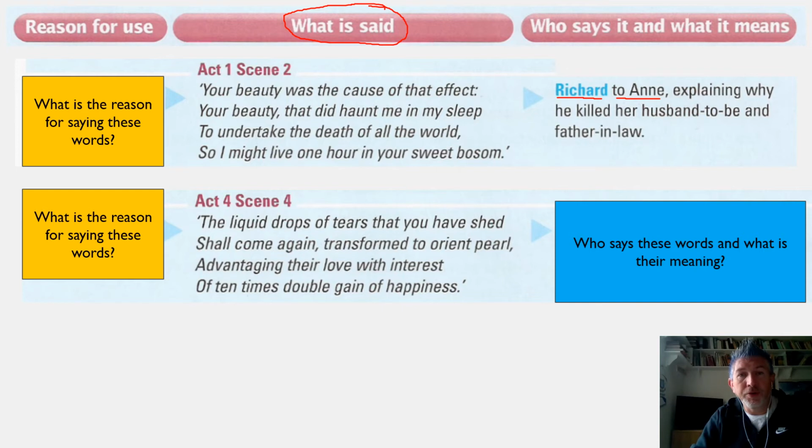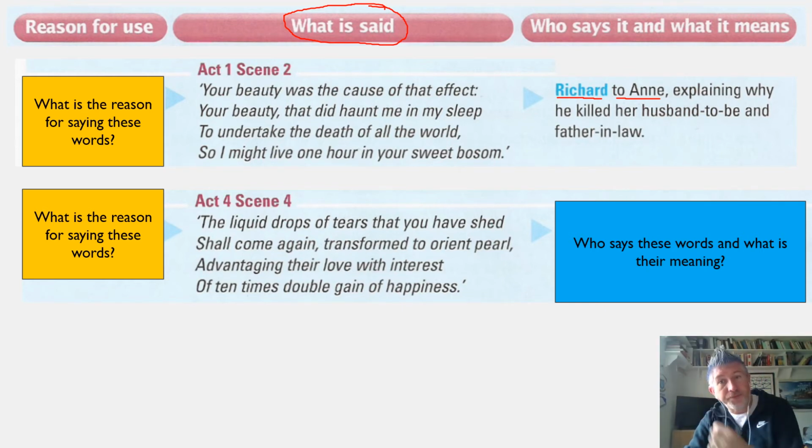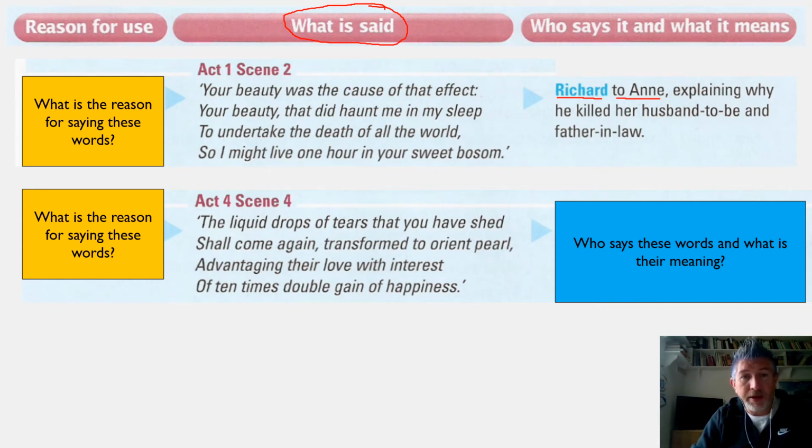"Your beauty was the cause of that effect. Your beauty that did haunt me in my sleep, to undertake the death of all the world, so I might live one hour in your sweet bosom." And as I've put on the side here, to make it nice and clear for you, Richard is speaking to Anne, explaining why he killed her husband-to-be and her father-in-law. Your task is to work out what is the reason for saying these words. What's he trying to achieve? What's his motive?